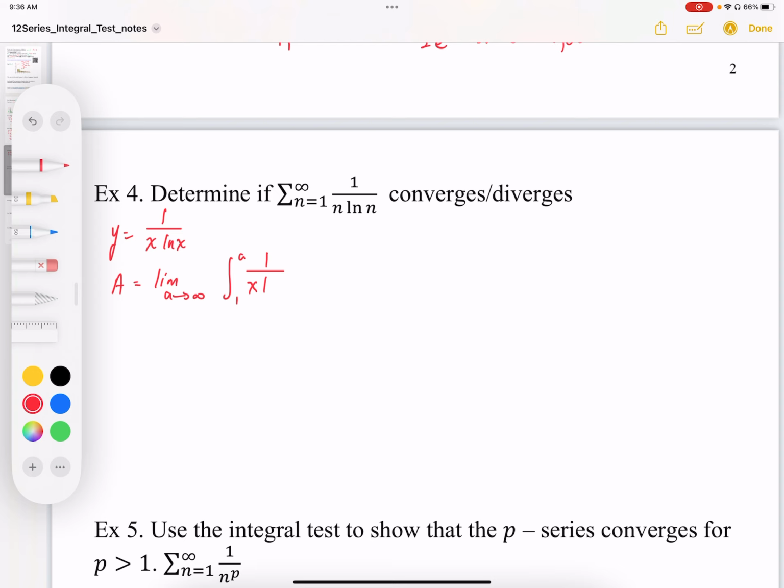The integral is going to be 1 over x log x, and we're going to do our substitution. We're going to let u equal log x. That lets our du equal 1 over x dx, and then we can account for that as our du.